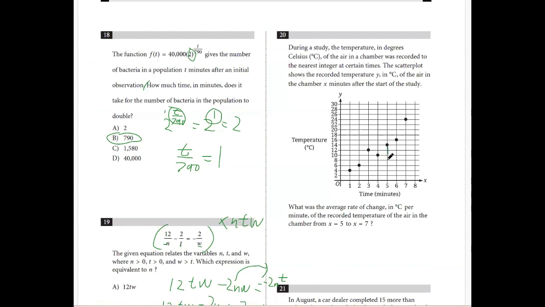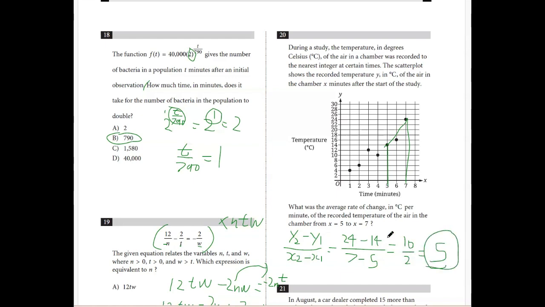Okay, so from x equals 5 to x equals 7, we want to find the average rate of change. So what we're going to do is y2 minus y1 divided by x2 minus x1. It's 24, and this is 10 over 2, which is 5. 5 is the correct answer.